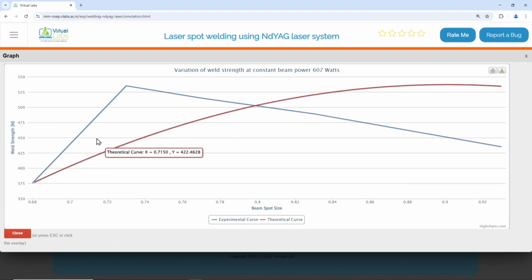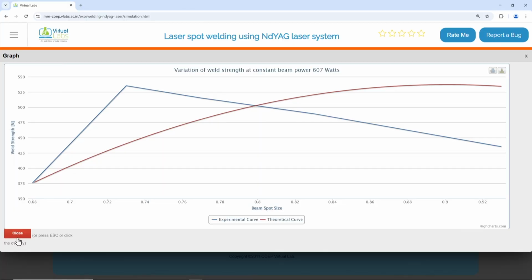Experimental are the blue, it increases first, then it decreases. However, the theoretical calculation said it will keep on increasing as the spot size increases, the weld strength keeps on increasing. But here you see the maximum strength is obtained at a specific spot size, that is 0.73. So sometimes the machine behavior is different than what the theoretical part says.